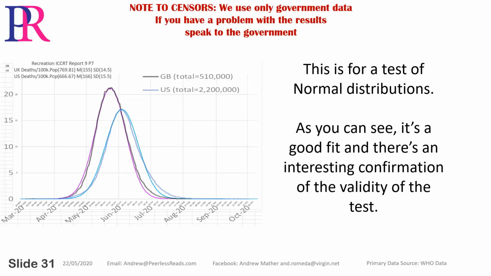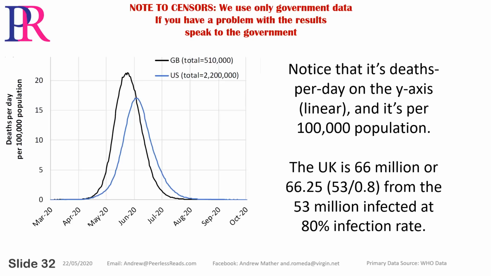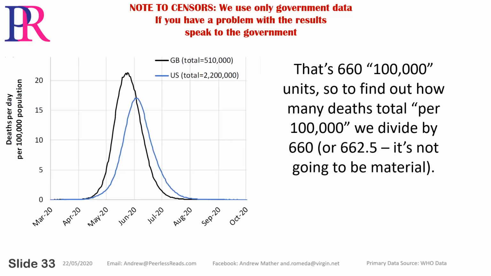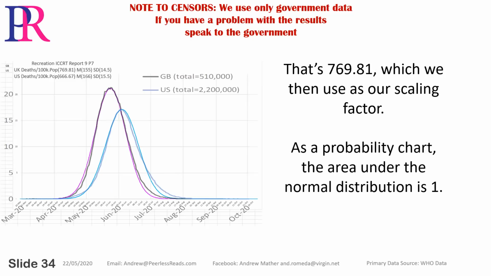This is for a test of normal distributions. As you can see, it's a good fit and there's an interesting confirmation of the validity of the test. Notice that it's deaths per day on the y-axis, linear, and it's per 100,000 population. The UK is 66 million, or 66.25 based on 53 divided by 0.8 from the 53 million infected at 80% infection rate. That's 660 units of 100,000. So to find out how many deaths total per 100,000, we divide by 660 or 662.5. It's not going to be material. That's 769.81, which we then use as our scaling factor.